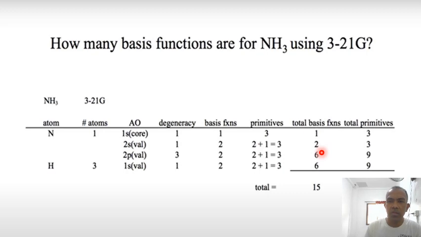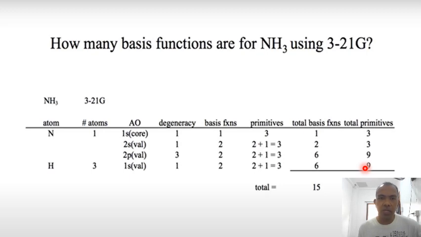So that's the total number of primitives. That's again the total number of atoms times the total number of primitives, which is 3 times 3 equals 9. Here, the number of primitives, we will have 9 total primitives here.